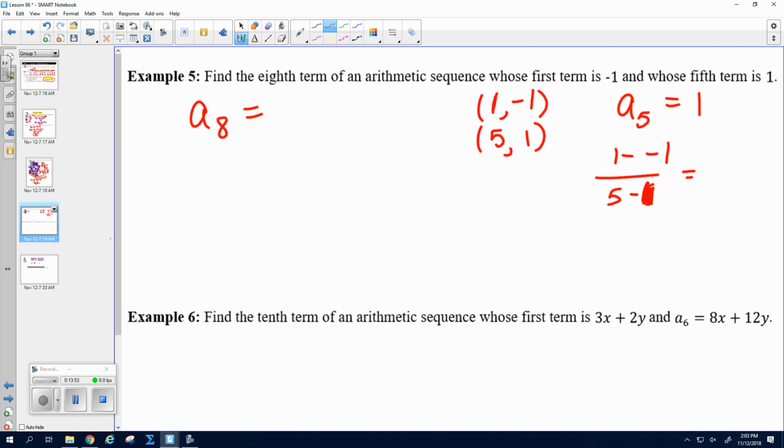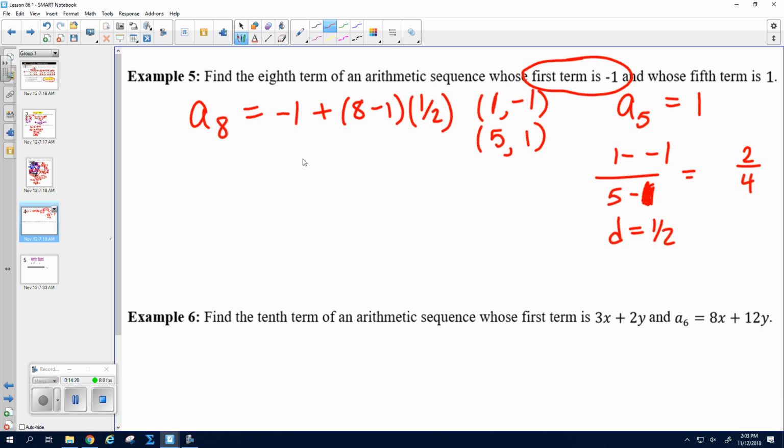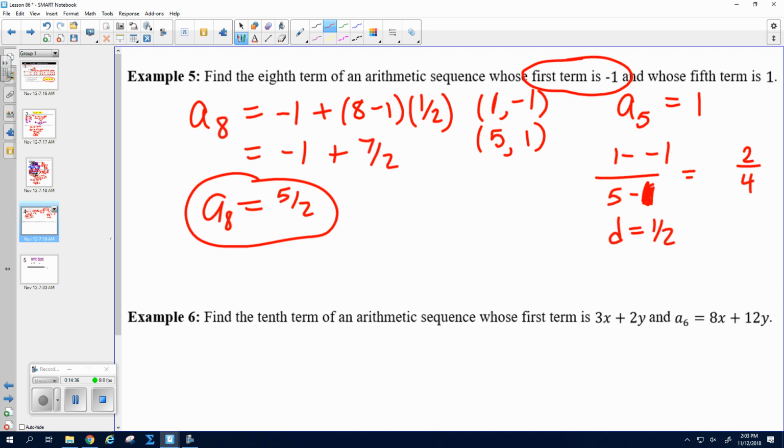All right. So we get 2 over 4, and so our common difference is 1/2. Now let's find the 8th term. So the 8th term, we now know the first term is negative 1, so that gets plugged in for a sub 1, plus, and then the formula says n minus 1. What goes in for n? 8 minus 1 times the common difference that we just found thanks to the slope, which is 1/2. So I have negative 1 plus this 7 times 1/2, which is 7/2. And so this is negative 2 over 2, which is 5 halves. So the 8th term is 5 halves.